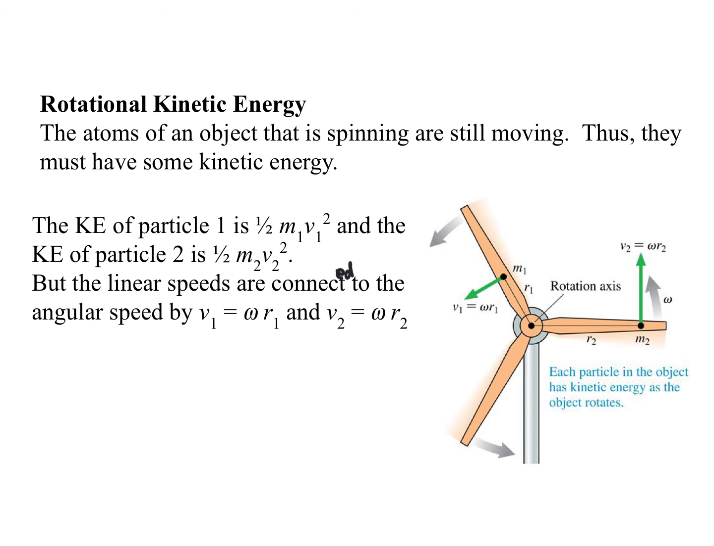All right, this will lead us into something called rotational kinetic energy. The atoms of an object that is spinning are still moving. Even if it's spinning in place, the atoms are still moving. Thus, there must be some kinetic energy. In this case, we have several points on what looks to be a windmill. And the kinetic energy of particle 1 is, of course, 1/2 m1 v1 squared. And the kinetic energy of particle 2 is 1/2 m2 v2 squared.